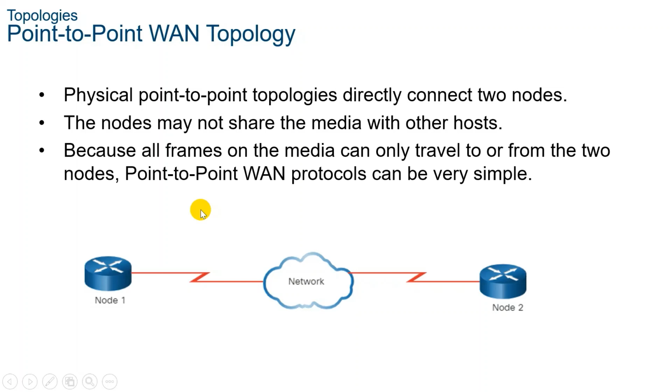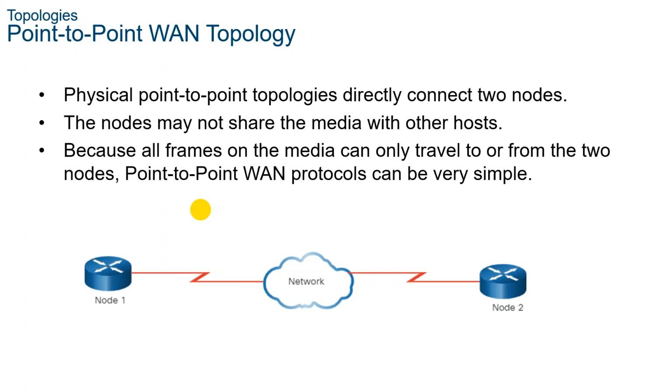Okay, how about point-to-point WAN topology? Physical point-to-point topologies directly connect two nodes, as shown in the figure. In this arrangement, the nodes do not have to share the media with other hosts. Additionally, when using a serial communication protocol such as point-to-point protocol, or PPP, a node does not have to make any determination about whether an incoming frame is destined for it or another node. Therefore, the logical data link protocols can be very simple, as all frames on the media can only travel to or from the two nodes.